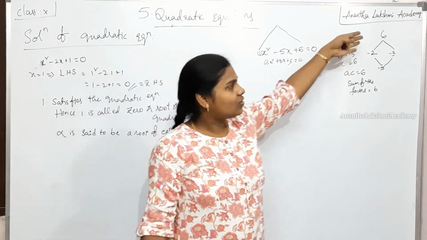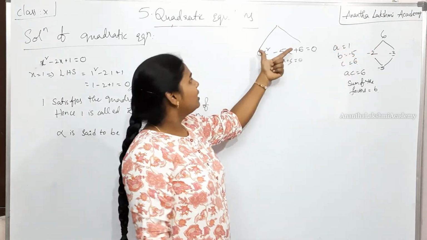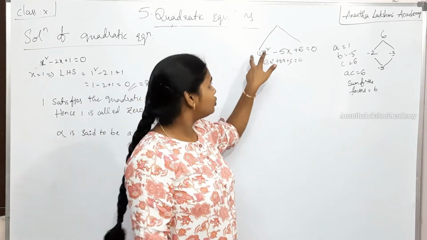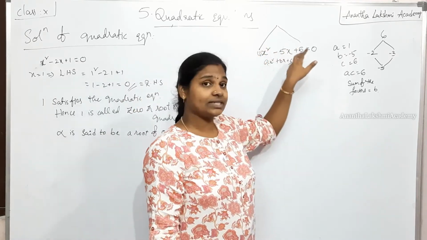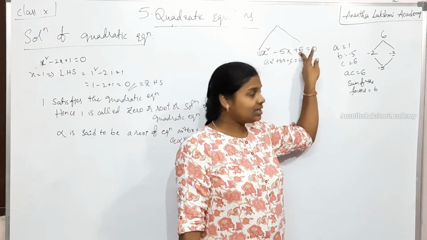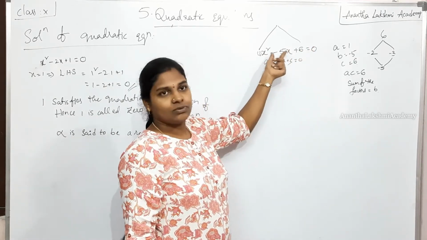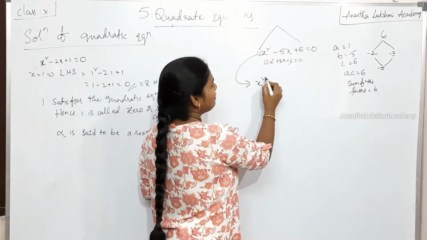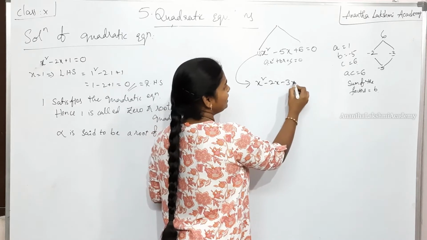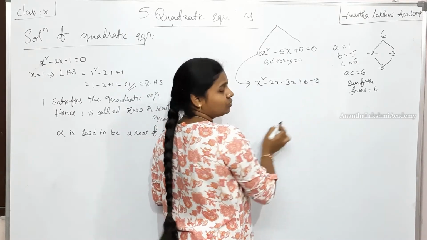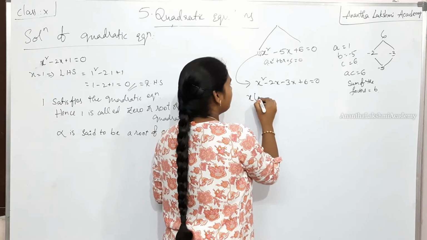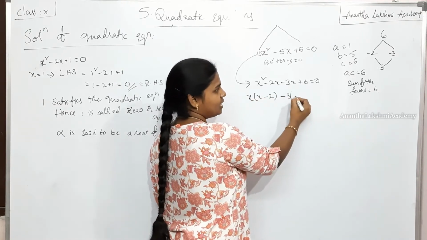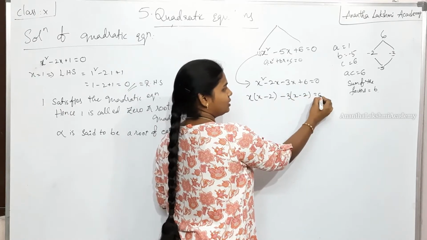So we need to figure out the solutions in such a way that the product, when we are multiplying them, should be equal to the product of the coefficient of x square and the constant, and when we are summing them, it should be equal to the coefficient of x. So here in this case, x square minus 2x minus 3x plus 6 is equal to 0. If I take x common, x into x minus 2, minus, from these two terms I am taking 3 common, and x minus 2 is equal to 0.